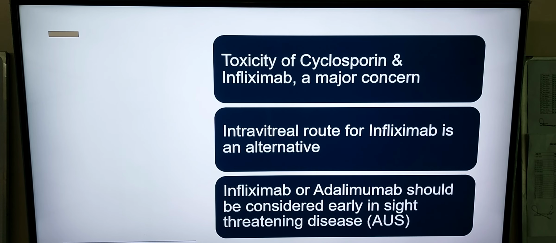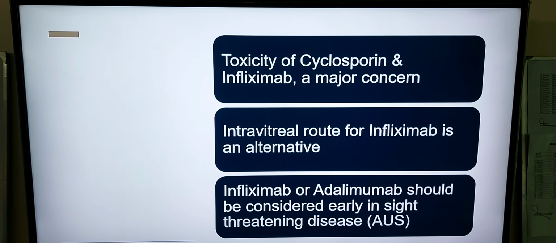Now, a major concern was the toxicity of cyclosporin and infliximab. Cyclosporin is associated with neurotoxicity, hepatotoxicity, and hypertension. So these things have to be checked while giving this drug. And infliximab was associated with reactivation of tuberculosis. So a prophylaxis of anti-tuberculosis therapy was also needed to counter the effects of infliximab. So keeping in mind these notorious side effects with these drugs, an intravitreal route for infliximab was also considered to be a good alternative. And infliximab or adalimumab should be considered early in sight-threatening disease.